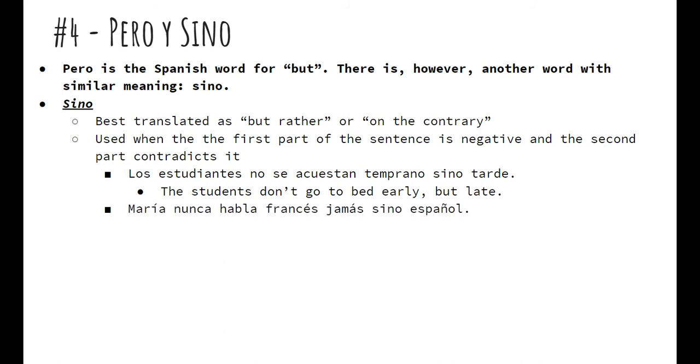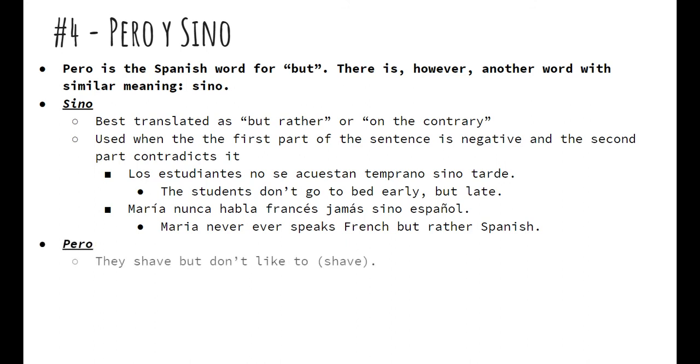So, María nunca habla francés, jamás, sino español. So, Maria never ever speaks French, but rather Spanish, or but Spanish. Using sino there, the first part is negative. She never ever speaks French. The second part contradicts it, but what she, on the contrary, speaks is Spanish. And you'll see there they used the double negative with jamás or with a nunca to be extra emphatic there.